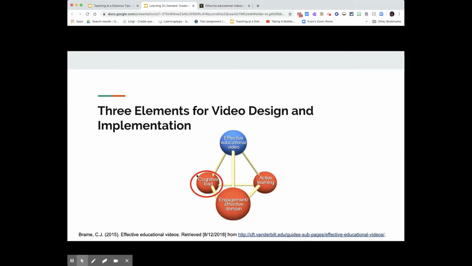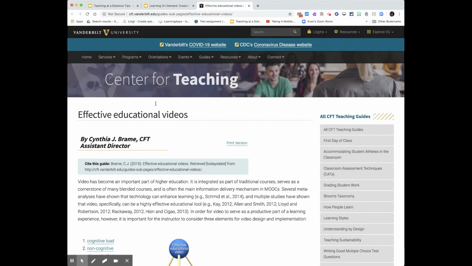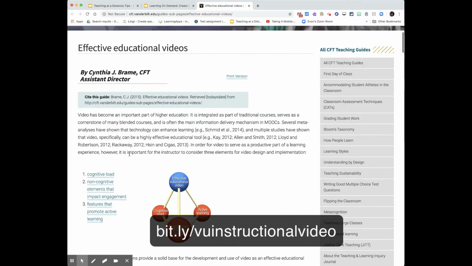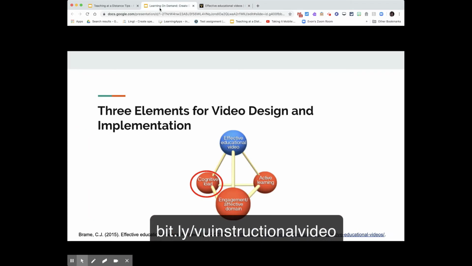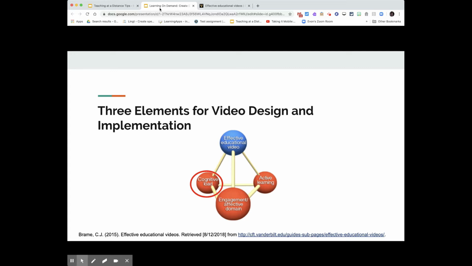I'm going to talk a little bit about the 3 elements of video design and implementation as described by Cynthia Brame from Vanderbilt University. So I use a lot of these concepts. I'll put the link in the video, and you are more than welcome to go to this after watching this video to learn more, because I can't get everything into this short video, but we talk a bit about the cognitive load while you're watching a video, the engagement and affective domain, how it's affecting the learner, and then what kind of active learning is taking place.